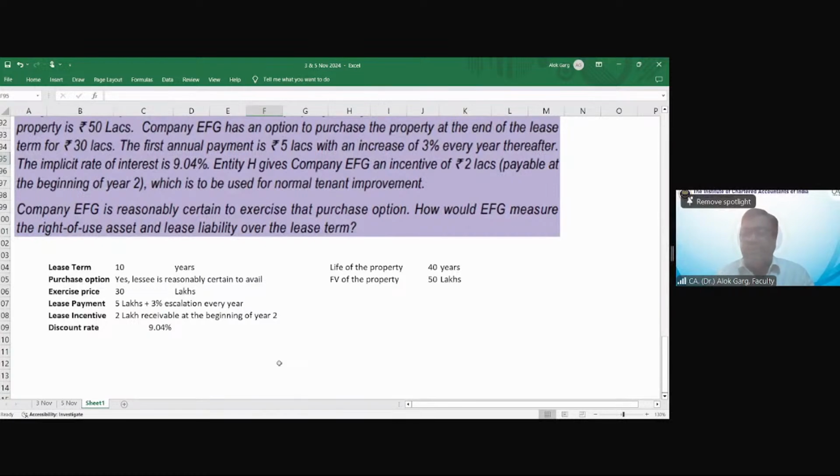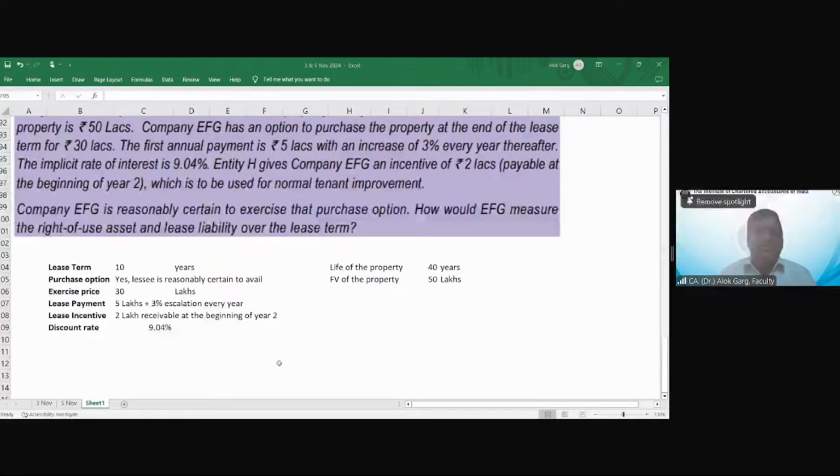Is this question good? Yes. Very good. So let's solve this question. What is my first step in solving this question? What should be the first step? Present value of lease liability calculation.